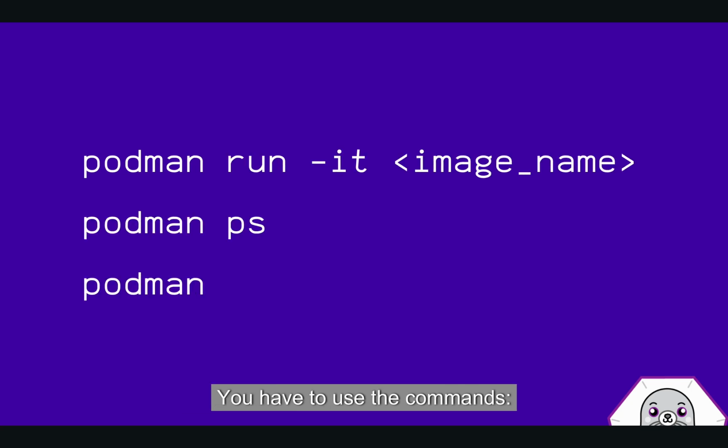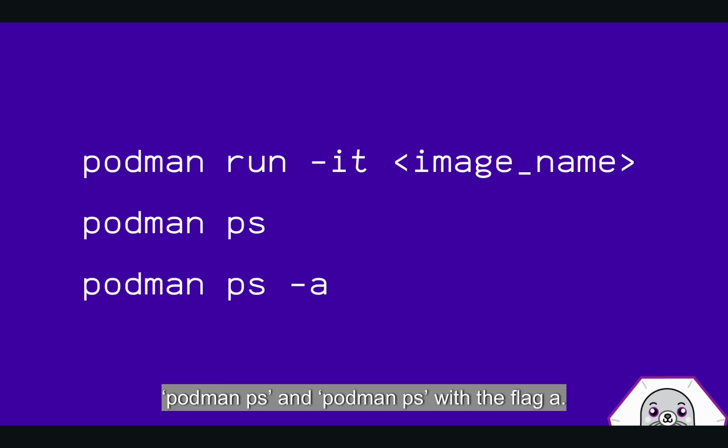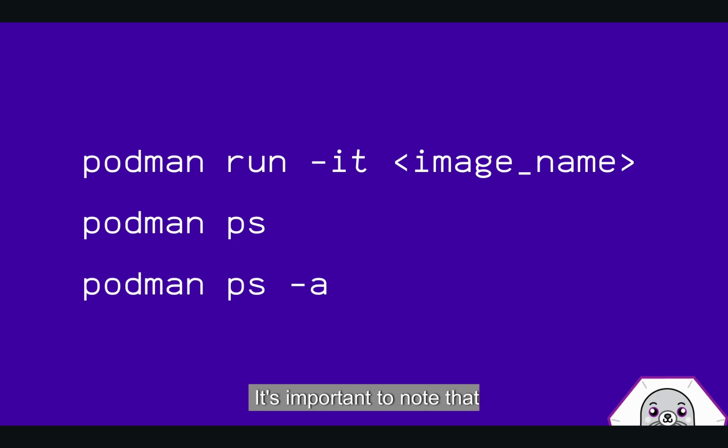Now that you have pulled the required container image, you are ready to run it. You have to use the commands podman run -it and the image name, podman ps, and podman ps with the flag -a. With podman run, you can create and run a new container from an image. It's important to note that you don't need to run the command with sudo privileges. You can run podman as a normal user.